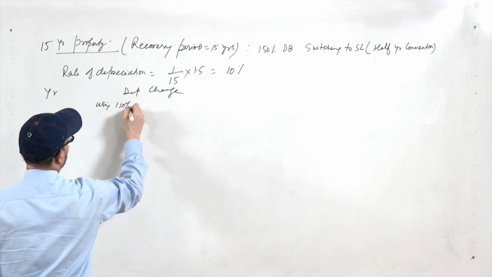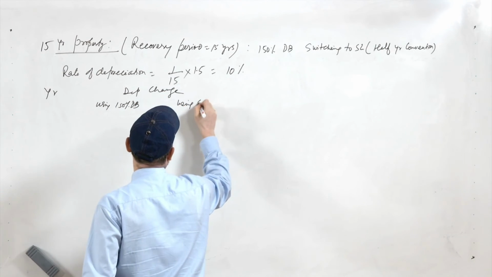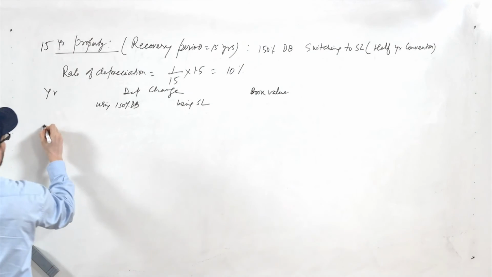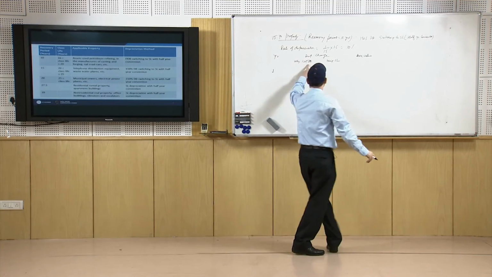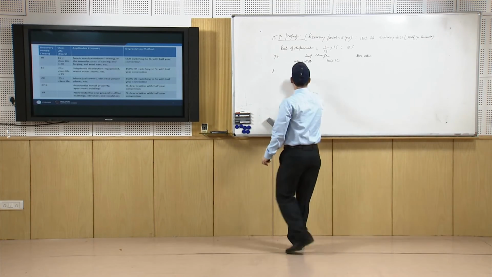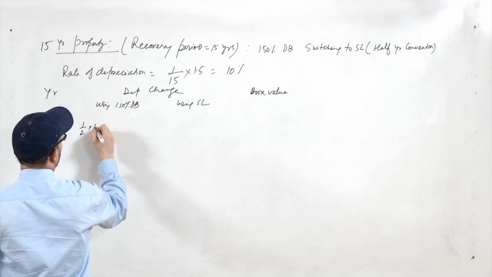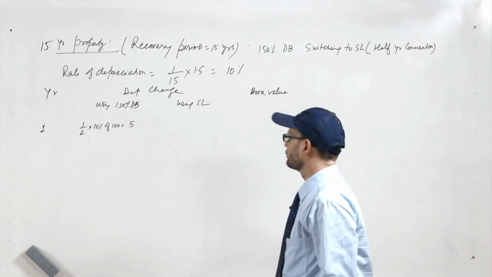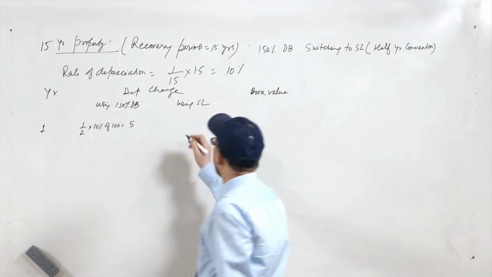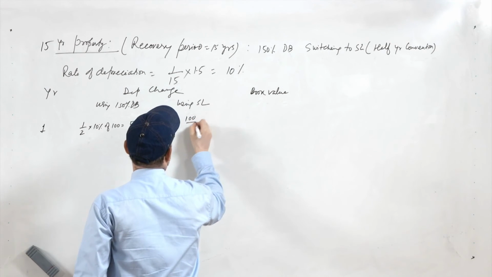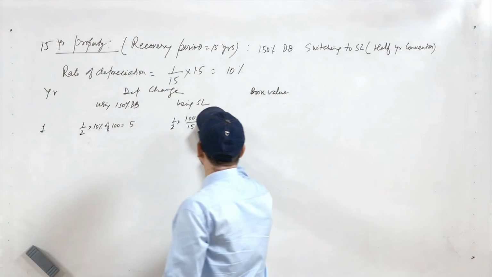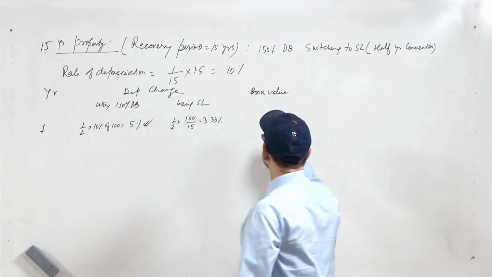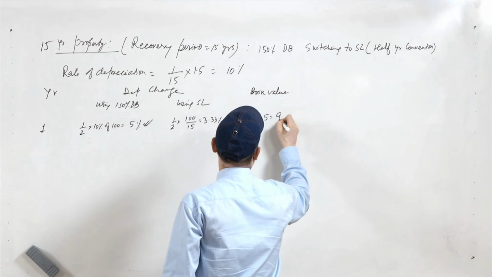Now, in this case, if you look at the first year, using 150% DB and using straight line, and then you have book value. So, in the first year, using 150% declining balance, and since you have half year convention, half of 10% of 100, so it is 5. Using the straight line method, half of 100 by 15, so it is 3.33. So, this is larger, and your book value will be 100 minus 5, 95.